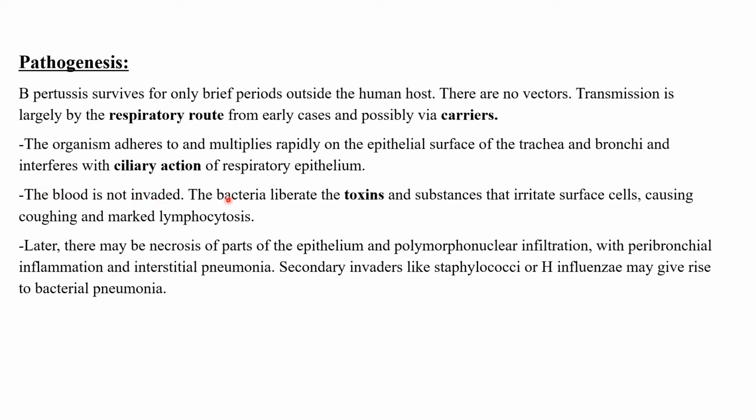The bacteria produce toxins, substances and enzymes that irritate surface cells, causing coughing and marked lymphocytosis. Later, there may be necrosis of part of the epithelium and polymorphonuclear infiltration with peribronchial inflammation and pneumonia. Secondary invaders like Staphylococci bacteria and H. influenzae may give rise to bacterial pneumonia.